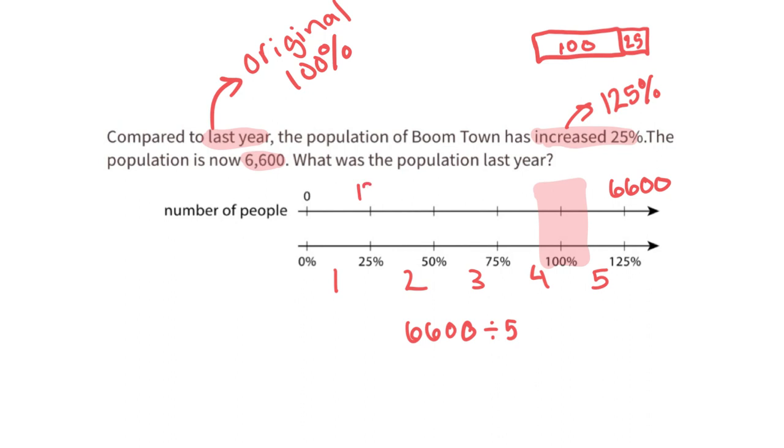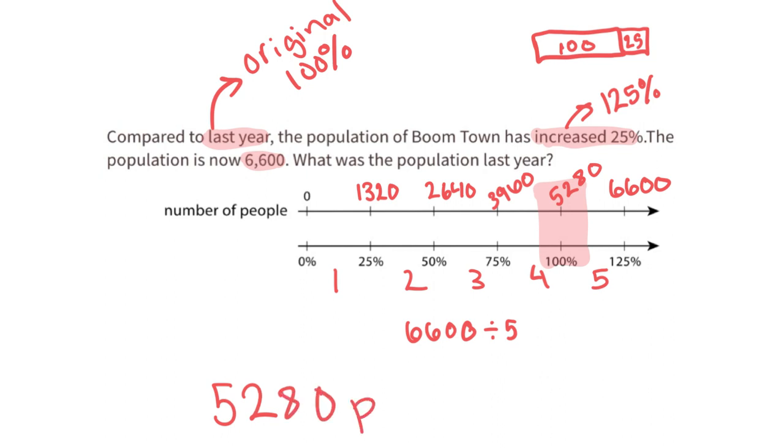So I'm going to write that. An increase of 1,320 each time. So this would be 2,640, 3,960. Then I add 1,320 again. I get 5,280. And then add it one more time. We finally end up at 6,600. So we know then at 100%, our population was 5,280 people last year.